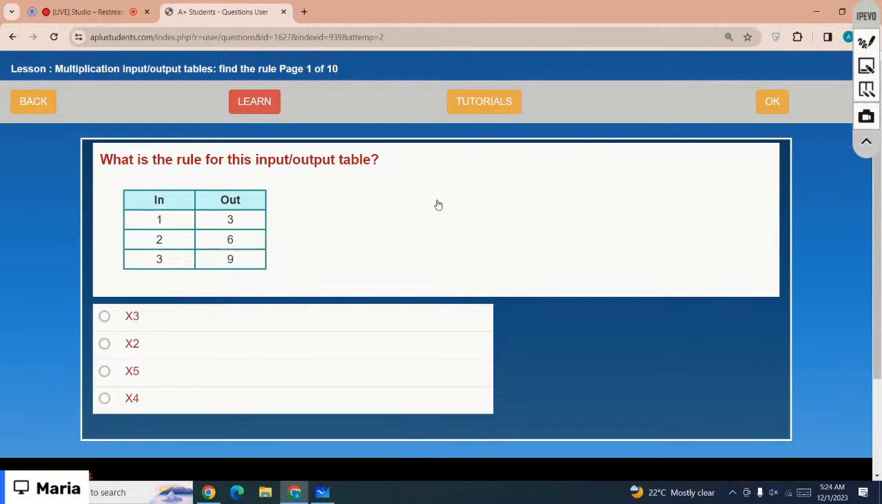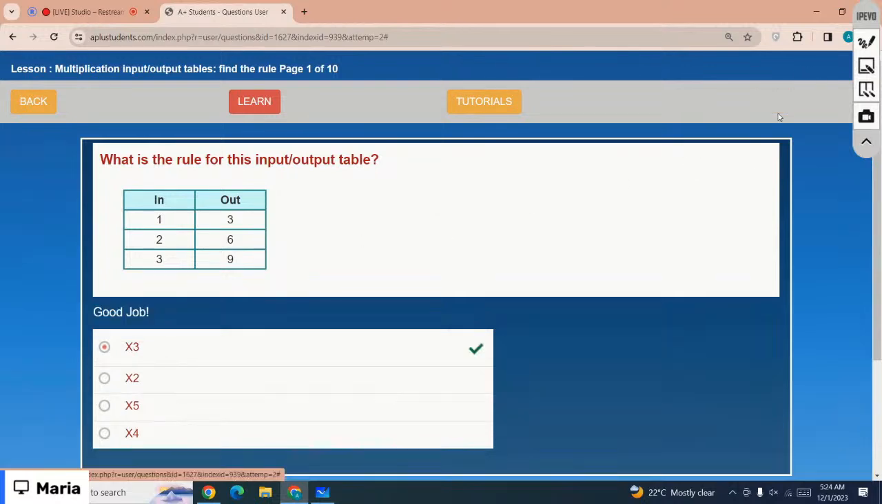Yes, they all are multiplied by 3. 1 times 3 is 3, 2 times 3 is 6, and 3 times 3 is 9. So, the rule is you need to multiply them by 3, right?